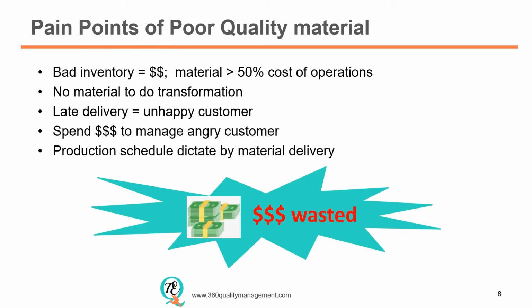So the pain points of poor quality materials will include bad inventories, where more than 50% of the operation costs are actually due to materials. Then there will be no materials to do transformation, which equals no deliveries or late deliveries, which also cause unhappy customers. And then you will spend a lot of money to manage your angry customers, and production schedule, which is actually affected only by material deliveries. So money will be wasted.